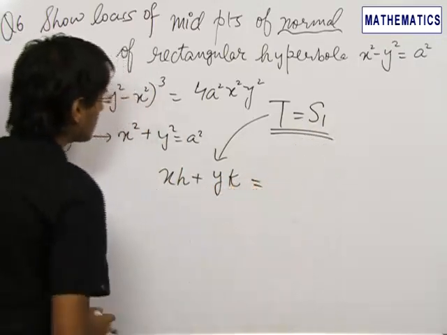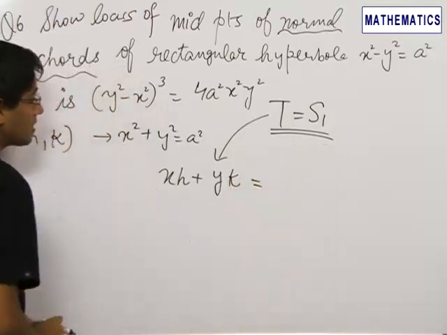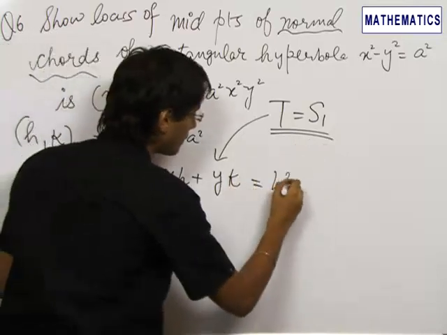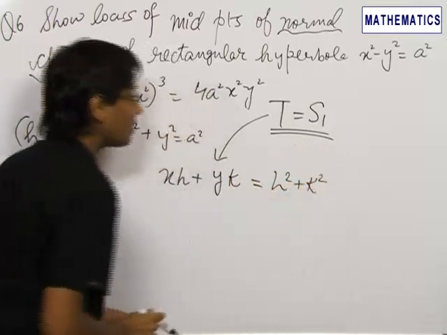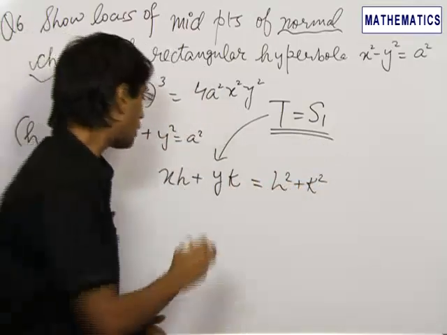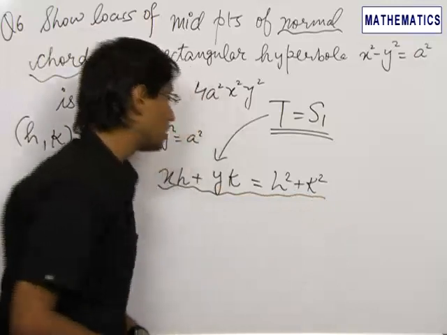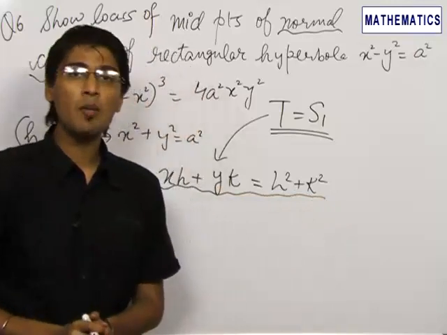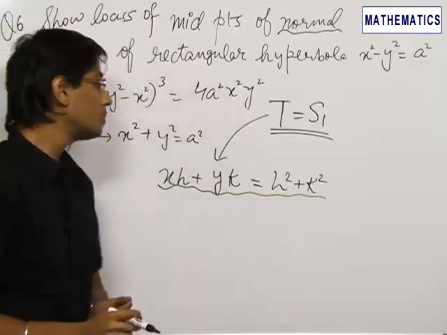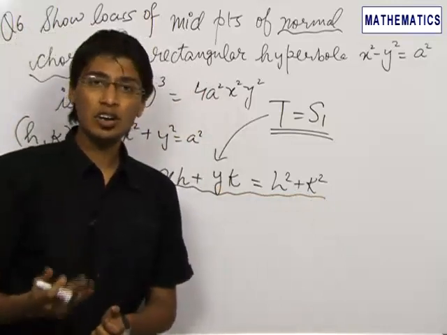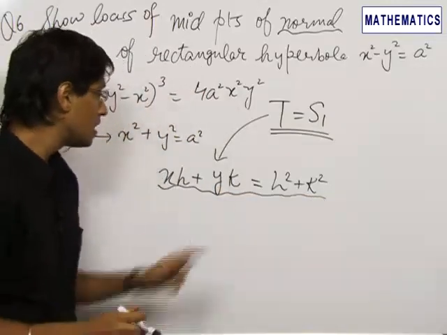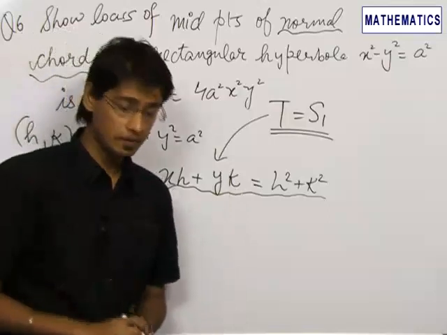This S1 represents putting h in terms of x and k in terms of y, which is equal to h square plus k square. This is a shortcut for the formula of the chord whose midpoint is given to be equal to h comma k. We took the example of a circle. Similarly, we can prove for an ellipse or a hyperbola. This is an important formula which you should remember.